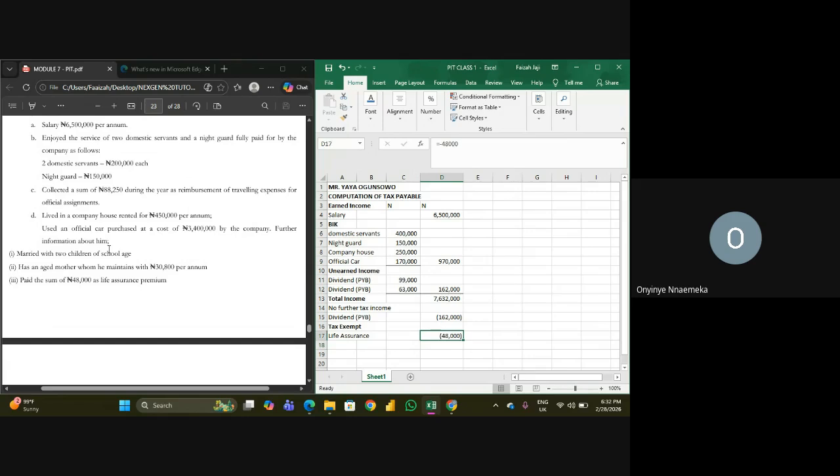So then we are going to calculate it together to get our gross income. To get gross income. This one is our gross income. Then we calculate our CRA. Remember, to calculate CRA, let me put it down here.